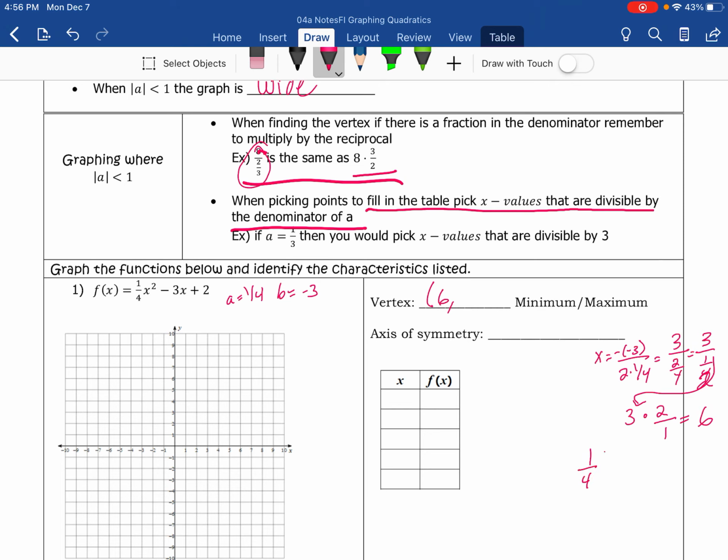Also picking your points. So I substitute 6 in. If you don't want to deal with the fractions, Desmos will do this for you. So you have 1/4 times 6 squared minus 3 times 6 plus 2. That's going to be 1/4 times 36 minus 18 plus 2. 9 minus 18 is -9. -9 plus 2 is -7. So my vertex is (6, -7).